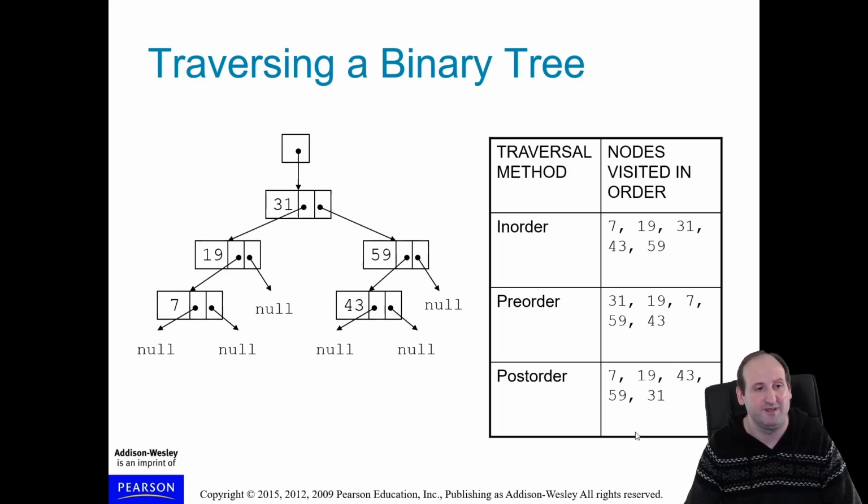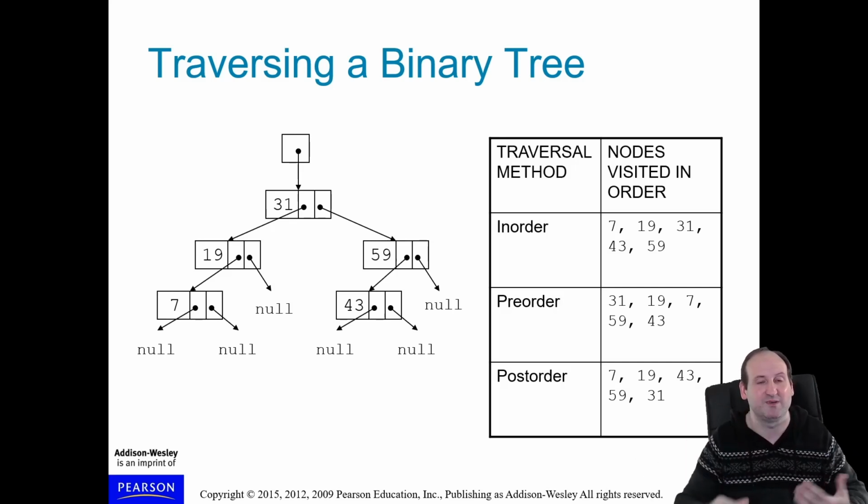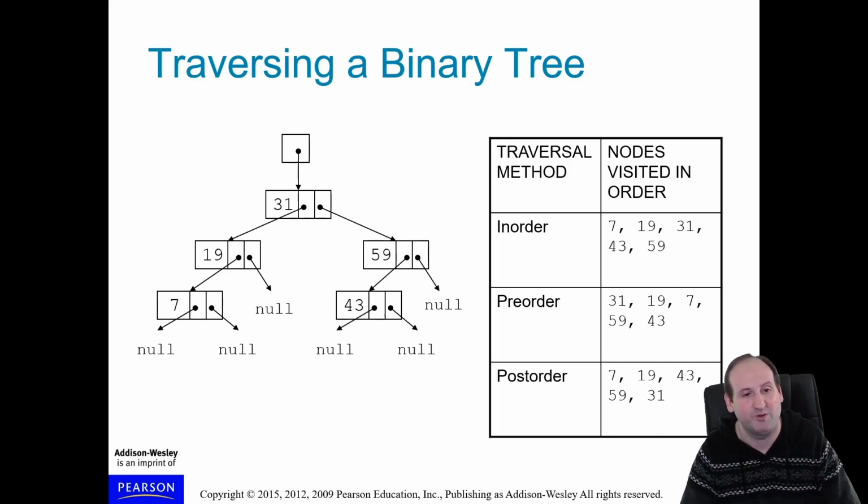So again, post-order is great for deletion of the entire binary tree, because you notice that at every point, 31 is the last one, because it needs to be the last one since it's the highest up. And 19 makes sure that the 7 was done before it, and the 59 makes sure that the 43 was done before that. So at every step, all of a node's children are deleted before it is. Everything works from the bottom up, so in this way everything would be deleted in the correct order.